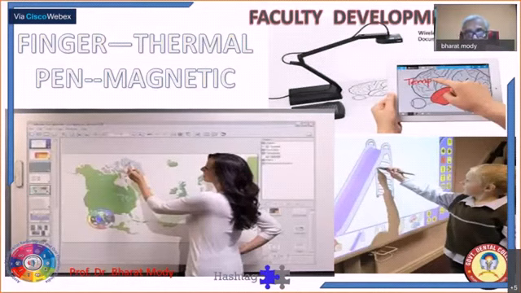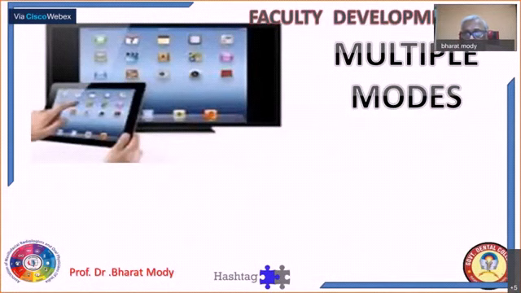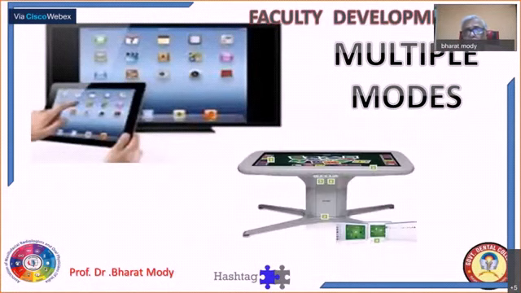Suppose you do not have very good drawing skills, even then you will be able to draw very well on a whiteboard. Now, there are two methods in which you can do it. You can have some smart devices and control the interactive whiteboard from there, or you can have a console like this.